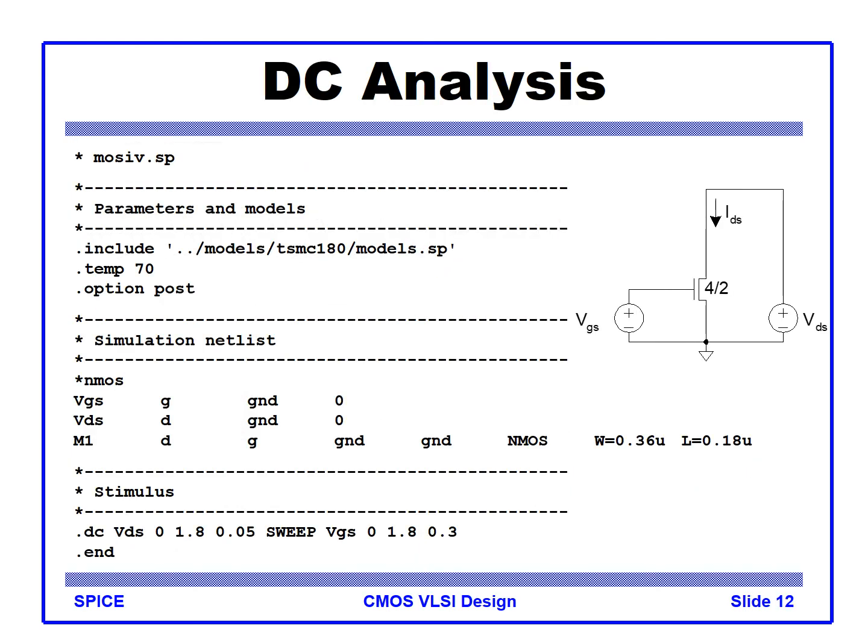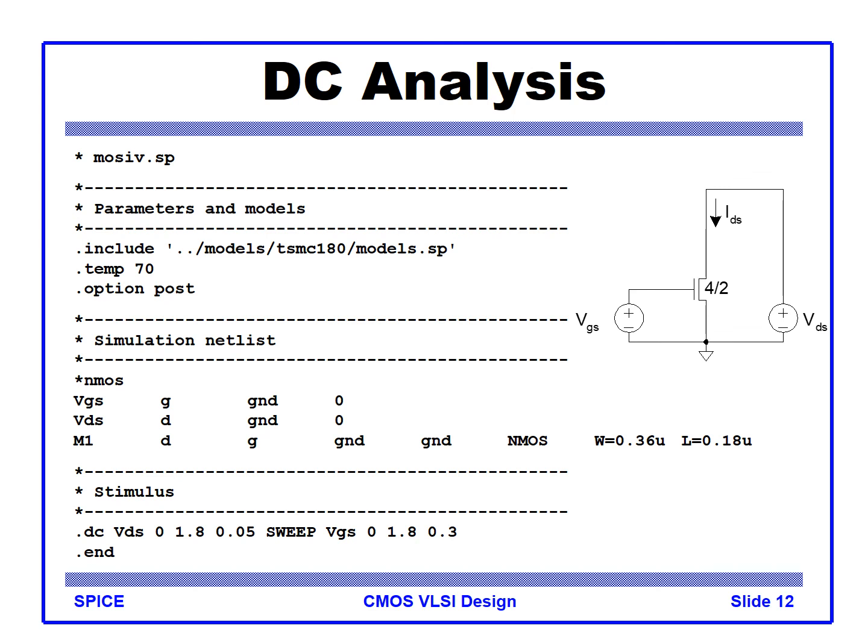DC analysis is based on non-moving signals. So every input on all these nets is not moving, staying at DC, at a stable voltage level. So the purpose of the DC analysis is to identify the operating point of the transistors or the devices. So let's take a look at a DC analysis example.